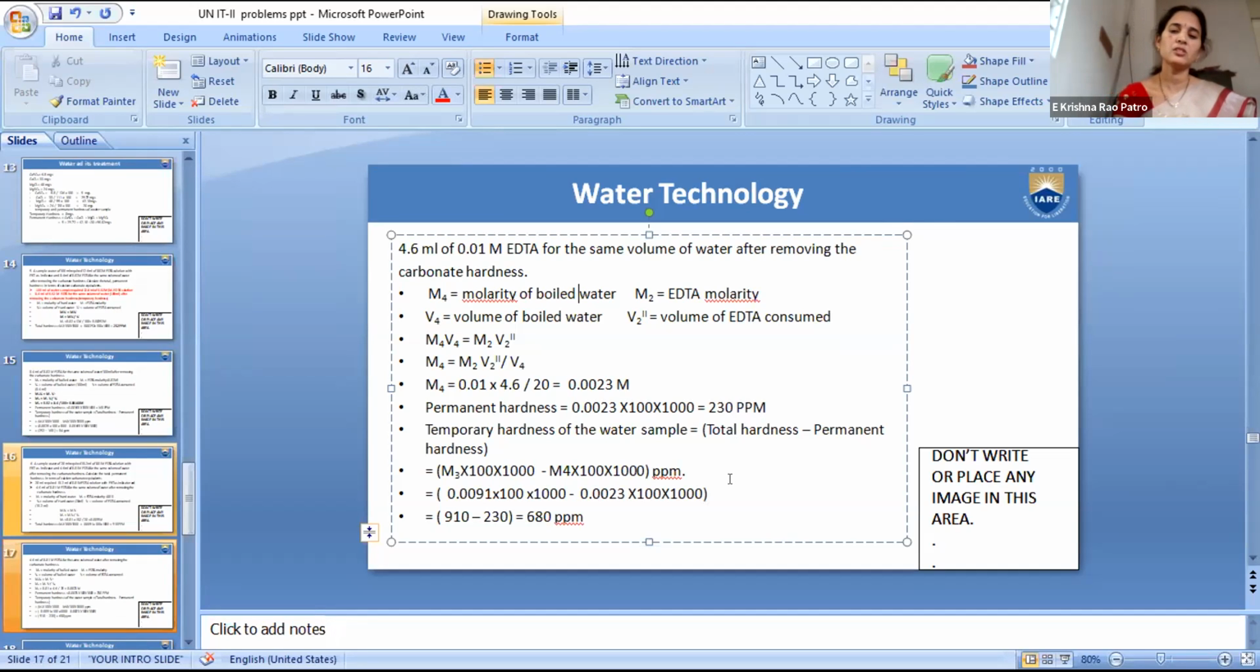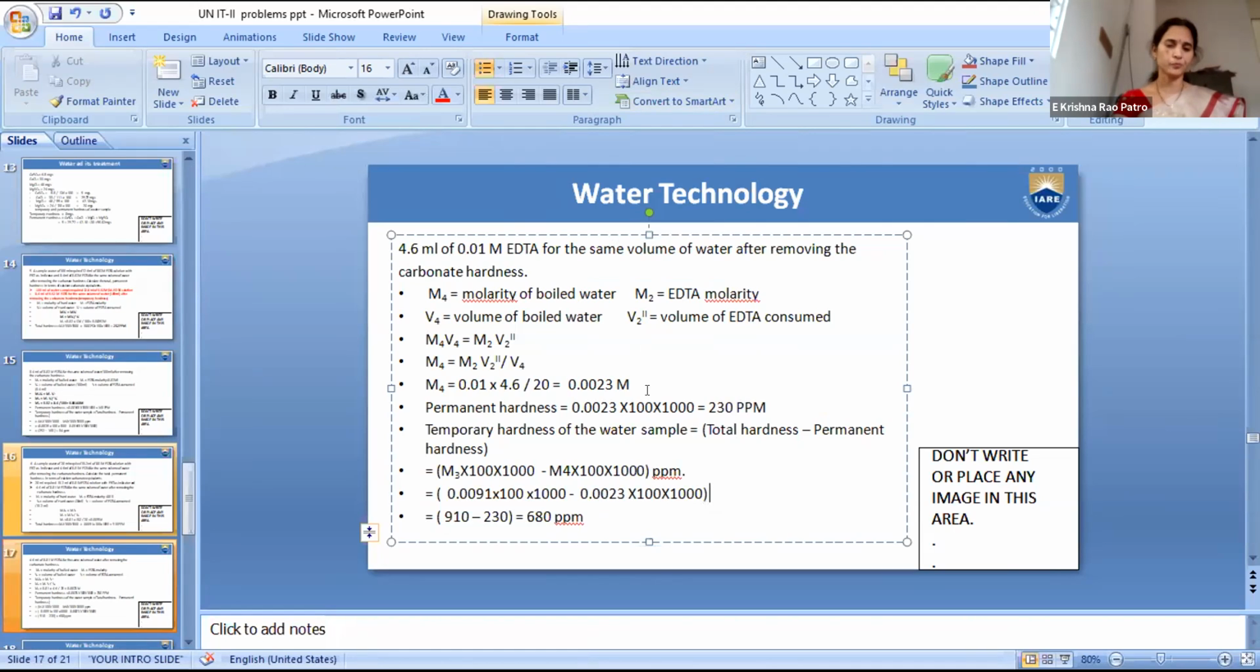Tomorrow I will repeat the second problem again. Don't worry, students, I will repeat this one again. I think you understood how to find total hardness and permanent hardness. Yes, ma'am. Tell me these two formulas, then I will leave the class.